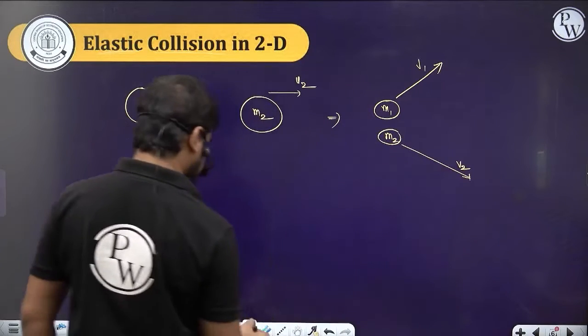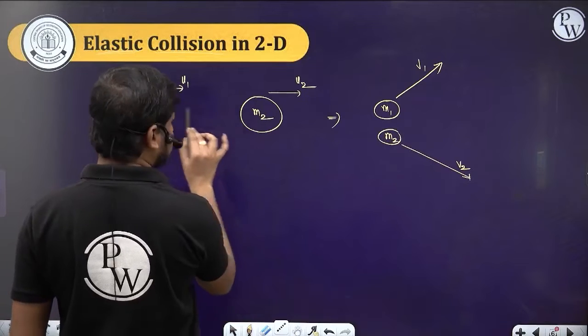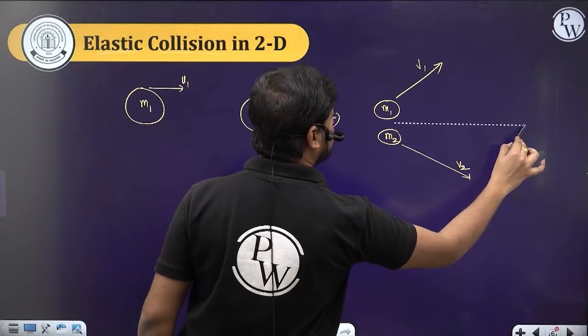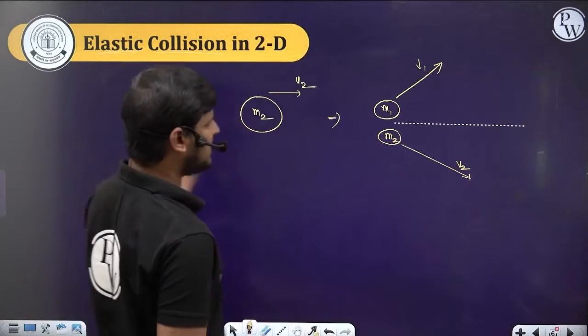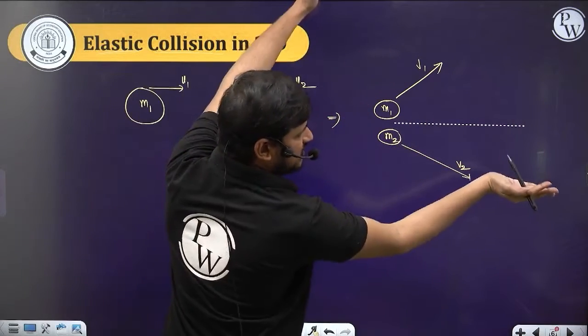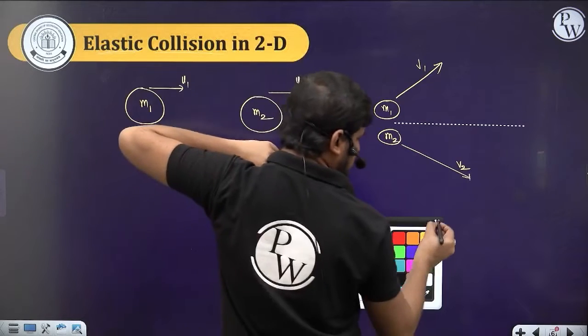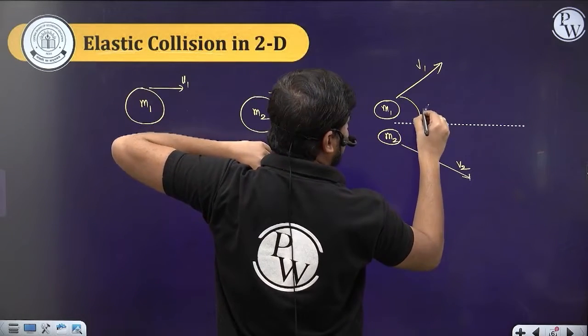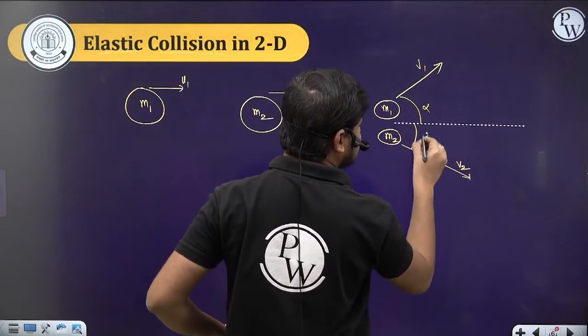So their original line is this one. They should collide like this. This is the original line of impact, right? But after collision they are moving this way. Yes or no? Understanding? So let's suppose I am taking this angle as alpha, and consider this angle as beta.